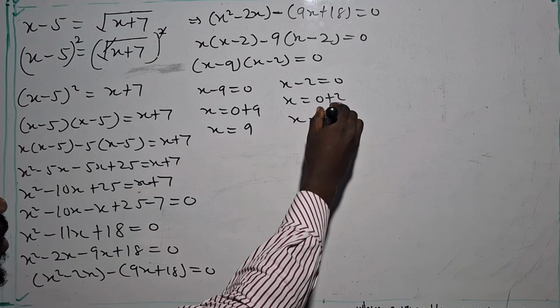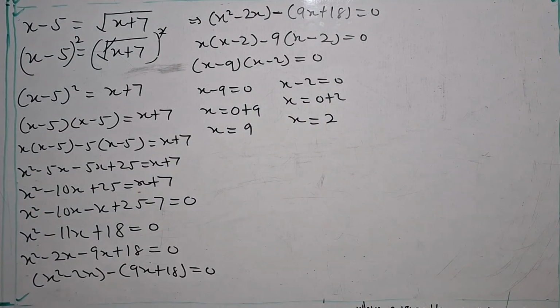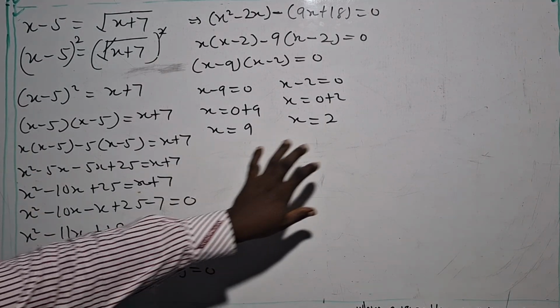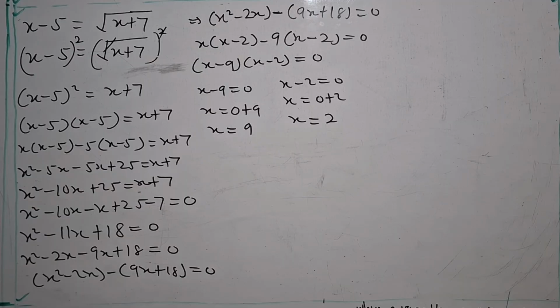So I've gotten x is equal to 2 as well. Now these are the values I've gotten. Now I'm not done. So I have to do the checking to see which of them will fit into the equation.